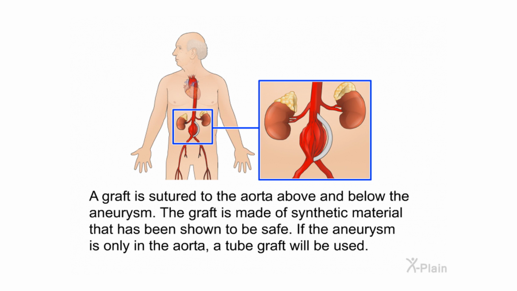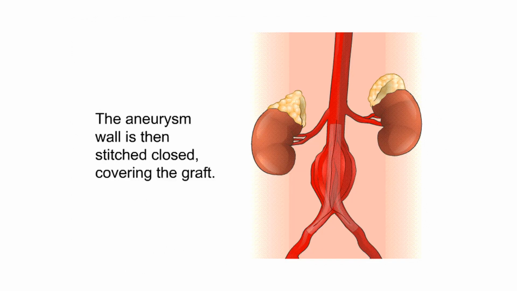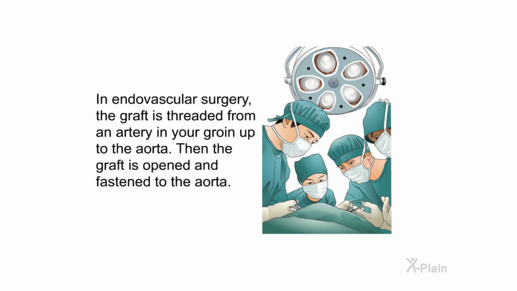The graft is made of synthetic material that has been shown to be safe. If the aneurysm is only in the aorta, a tube graft will be used. If the aneurysm is also in the iliac arteries, a Y graft will be used. The aneurysm wall is then stitched closed, covering the graft. In endovascular surgery, the graft is threaded from an artery in your groin up to the aorta. Then the graft is opened and fastened to the aorta.